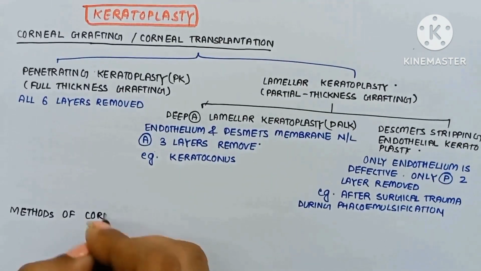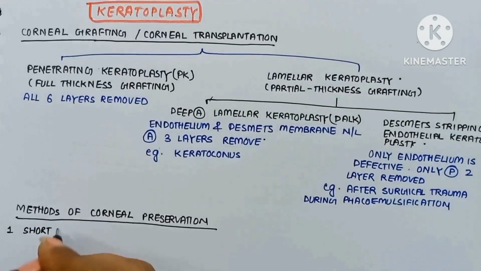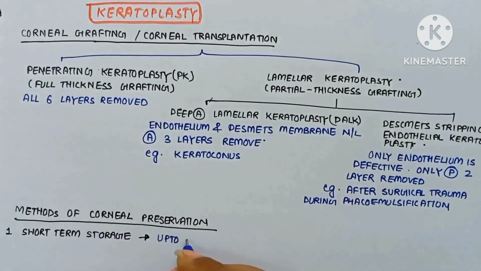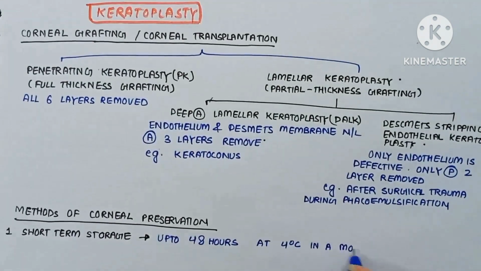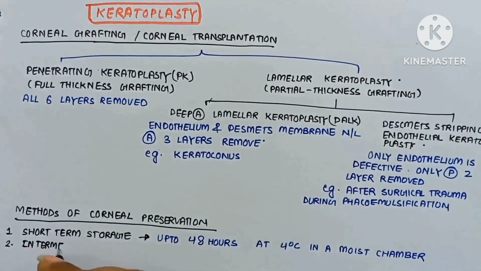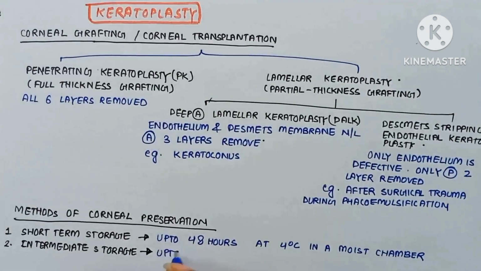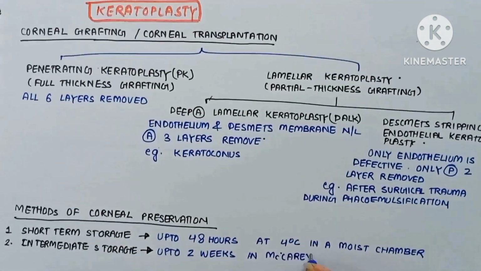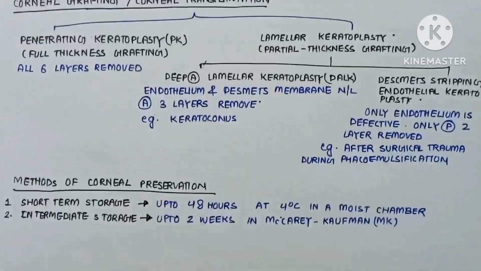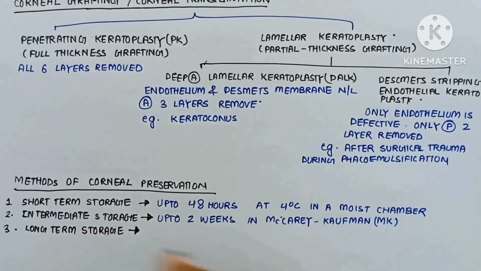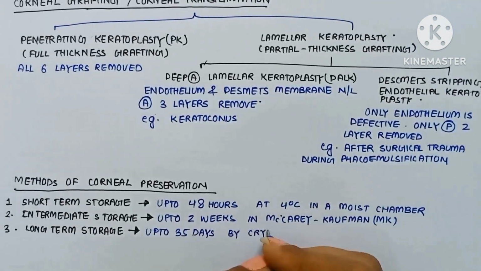Now the methods of corneal preservation. First is short-term storage, up to 48 hours at 4 degrees C in a moist chamber. Second is intermediate storage, up to 2 weeks in McCarey-Kaufman's medium, MK. Next is long-term storage, up to 35 days, by cryopreservation at minus 70 degrees C.